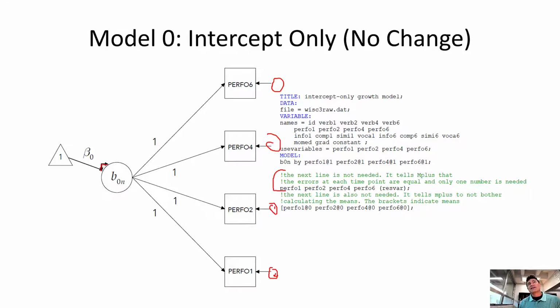So we're just going to say this next line here, performance 1, performance 2, 4, and 6. Go ahead and calculate it, M plus, but they're all going to be one label, so they're all going to be one number. So when we get the output, we're going to see this residual variance, and it's just going to all be the same number. So this is the coding that gives us the same number for all of the variables listed beforehand.